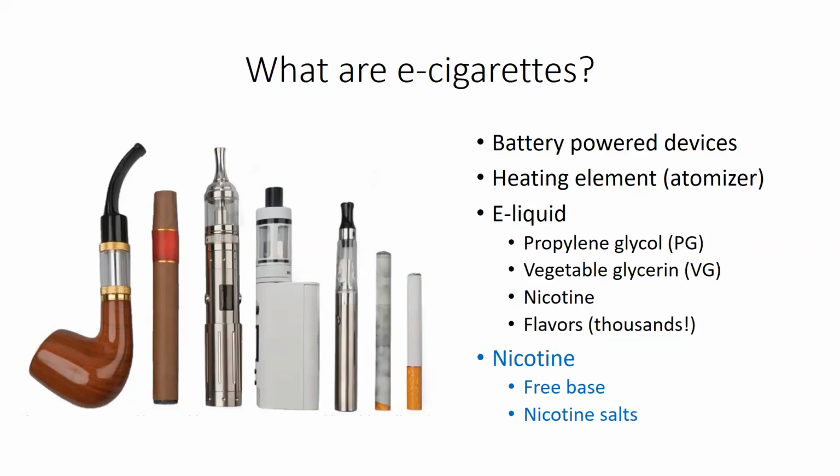The designs vary tremendously, but they are all battery-powered devices. They all have a heating element, whether it's a coil or what we call an atomizer, and they all have an e-liquid, the e-cigarette liquid. This e-liquid could comprise different ratios of propylene glycol and vegetable glycerin. These are humectants. And then most of them, not all, contain nicotine. Some people choose to vape nicotine-free e-cigarettes, but that's a minority. Most of them also contain flavors, and there are thousands of flavors of e-cigarettes on the market.